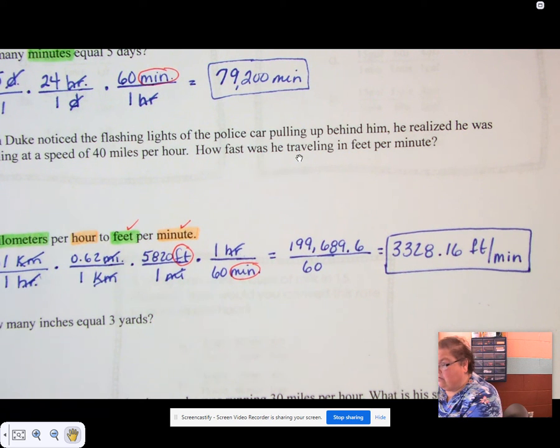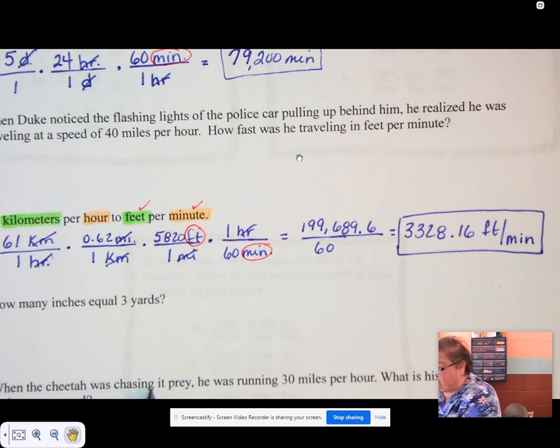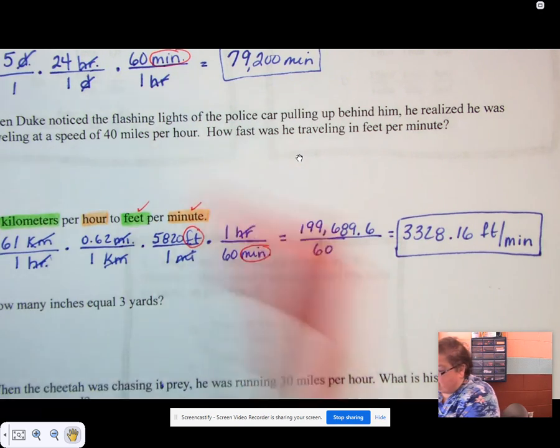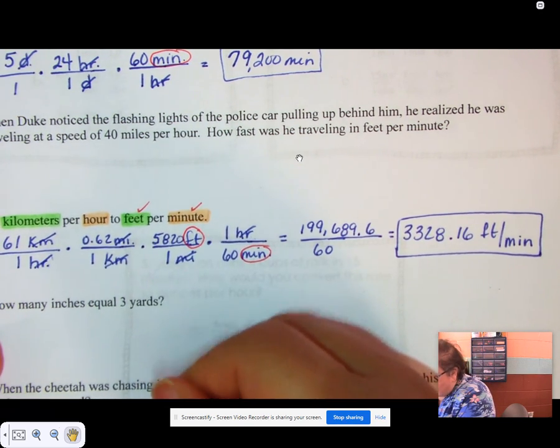So now, you need to try one. When the cheetah was chasing its prey, he was running 30 miles per hour. What is his speed in inches per second? And that should have an S on it. I apologize. It's prey. Okay?